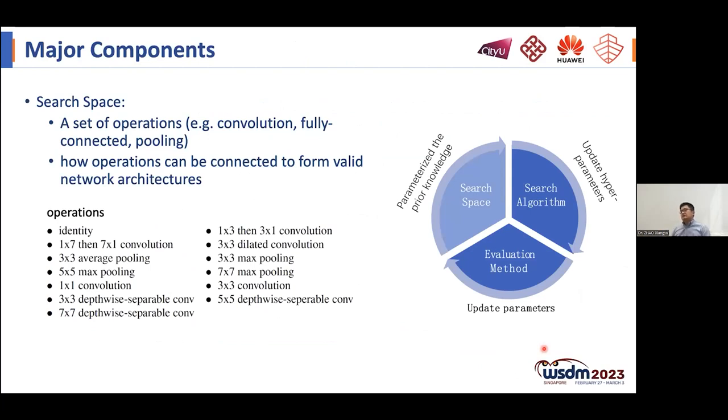Okay, next, we will talk about the major components of neural architecture search. So typically, neural architecture search is a system with three major components. The first one is the search space. Typically, the search space defines a set of operations such as convolution, pooling, or MLP, and how to connect these operations to form a valid neural architecture. And the design of the search space usually involves human expertise, so this process will introduce some human bias.